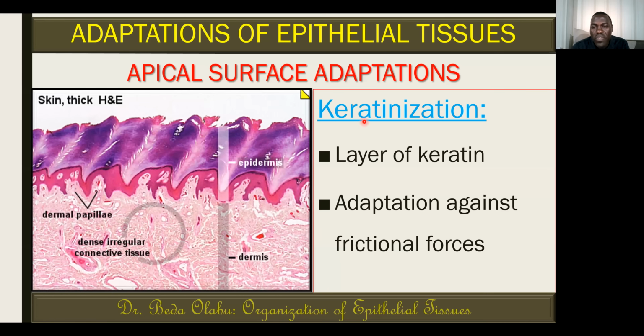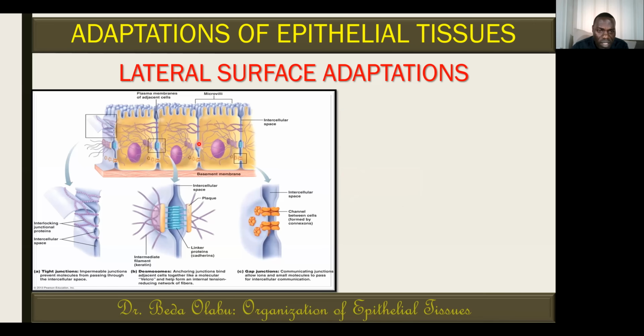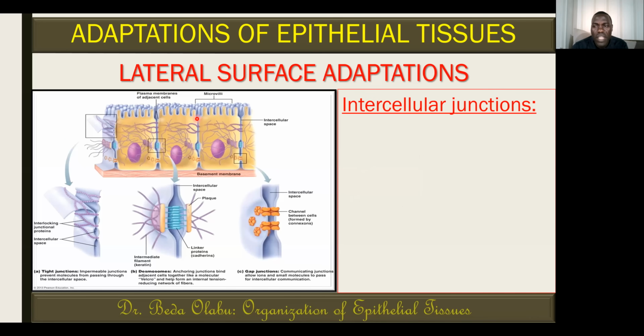Keratin is an intermediate filament that is found in epithelium. So those are apical surface adaptations. How about lateral surface adaptations? And this is the lateral surface. So in the lateral surface, we have junctions, which we just call intercellular junctions because they are between cells. The intercellular junctions in epithelium are many, but I'll talk about three.